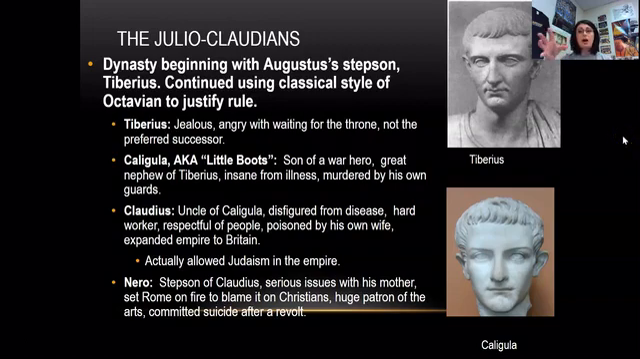And he was so awful, in fact, that he was murdered by his own guards, and nobody really cared. They're like, we have got to get rid of this guy. How can we do that? So he's clearly murdered, and nobody really cares.